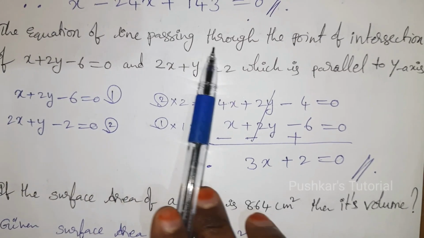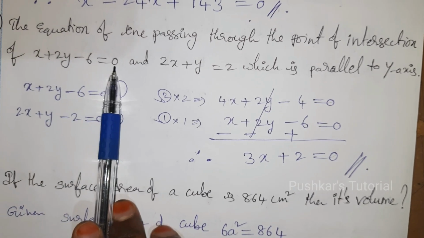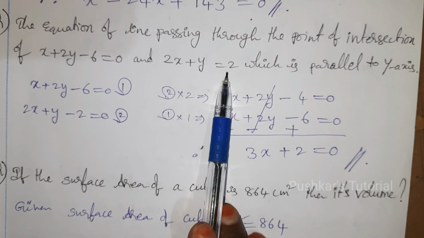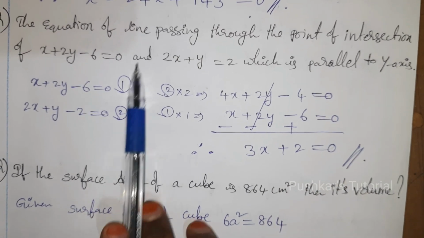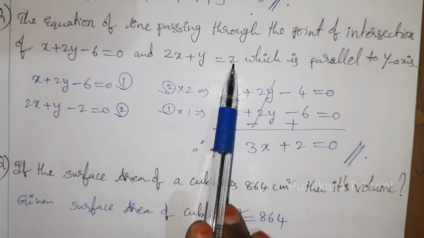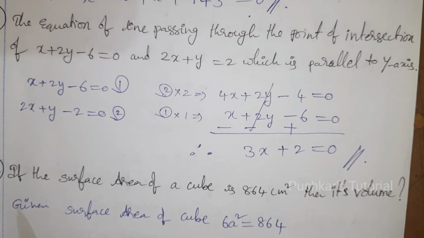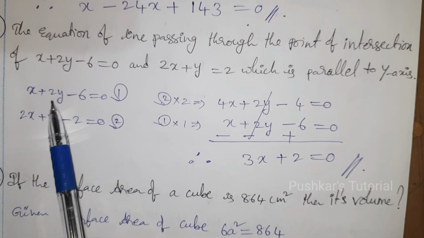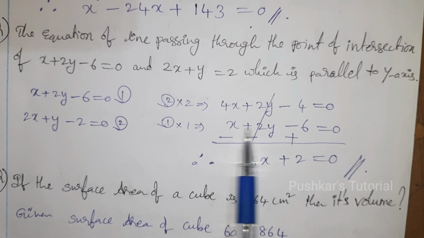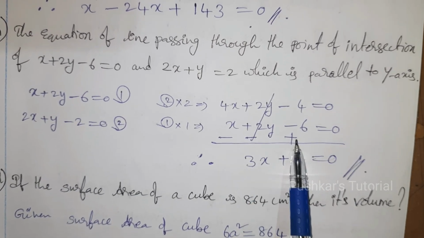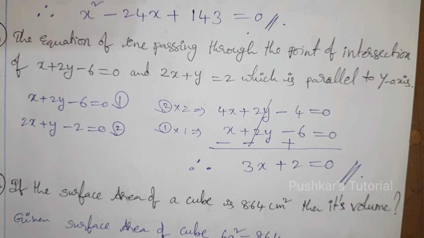The equation of the line passing through the point of intersection of x plus 2y minus 6 equal to 0 and 2x plus y equal to 2, which is parallel to the y-axis. So first equation is number 1; in the second equation, taking all the terms to one side, number 2. Solving means in 10th class, the elimination method. So the second equation is multiplied by 2, and the first equation I am writing as it is. So changing the sign, 2x cancels, 3y minus 2 is equal to 0.